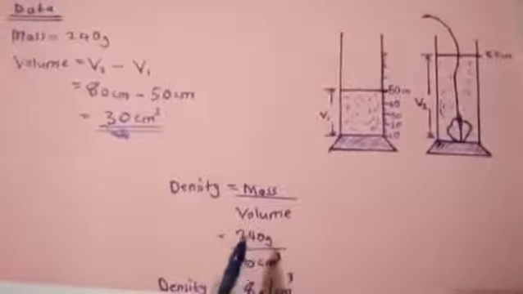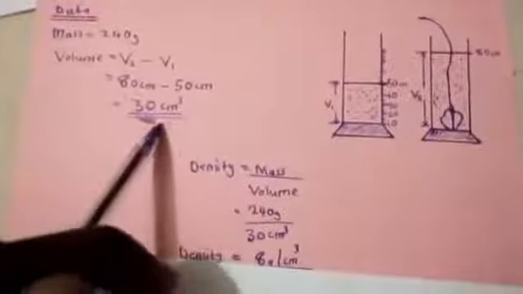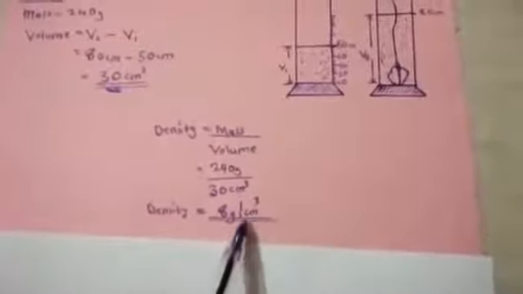So now we go direct to the formula. The formula says density is equal to mass over volume. Then we just put in the parameters. Mass we've been given, which is 240 grams. Volume is 30 cubic centimeters. So 240 grams divided by 30 cubic centimeters. So density is equal to 8 grams per cubic centimeter.